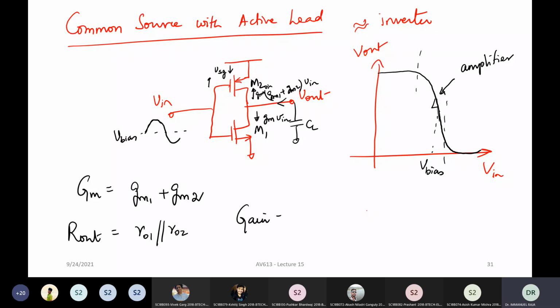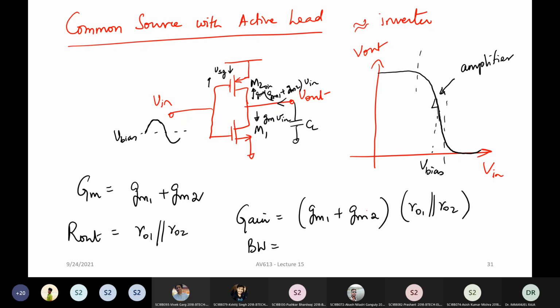And the gain is basically going to be gm1 plus gm2 multiplied by ro1 parallel to ro2. Now you can verify this by working out the full small signal equivalent circuit. I would encourage you to do it, and you will end up with the same answer. Now, what will be the bandwidth? Can you tell me? It is 1 by 2 pi Rout times the total CL. This is going to be the bandwidth.